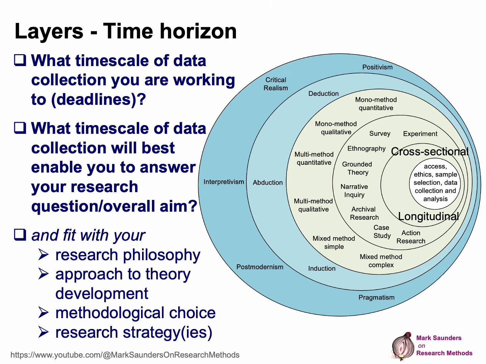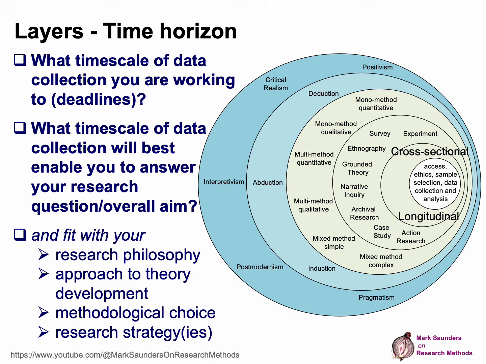The final layer of the research onion before we reach the centre is time horizon. This relates to the time in which you have to undertake your research, and so it prompts two questions for you. What timescale of data collection are you working to? In other words, what deadlines do you have? And also, and very crucially, what timescale of data collection will best enable you to answer your research question or meet your overall aim? And here we have two distinct timescales.